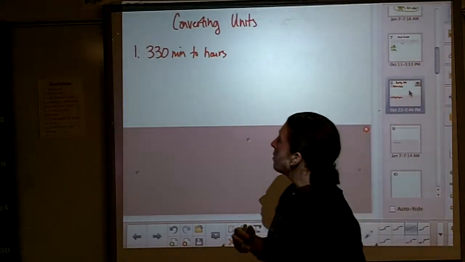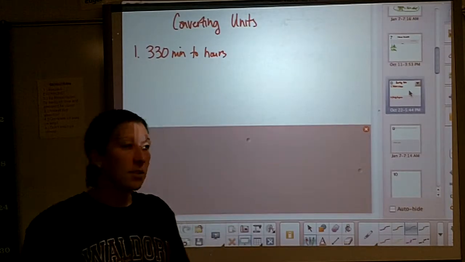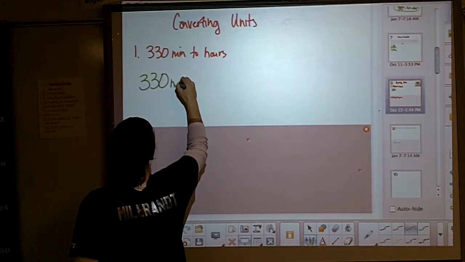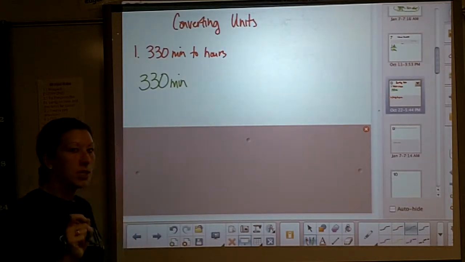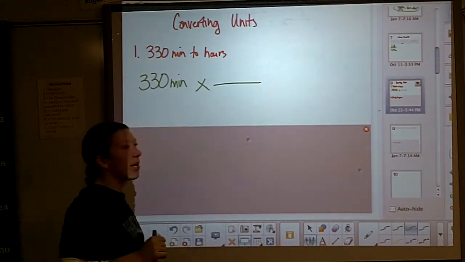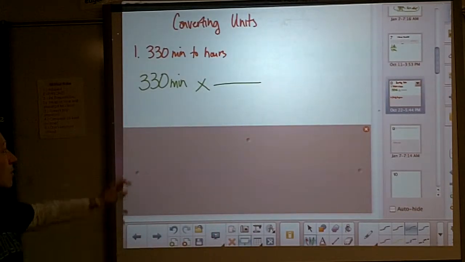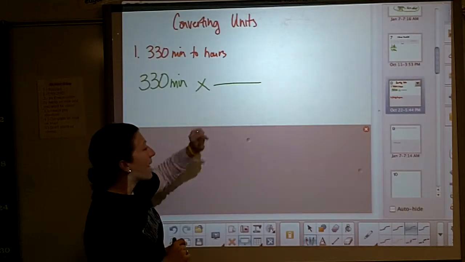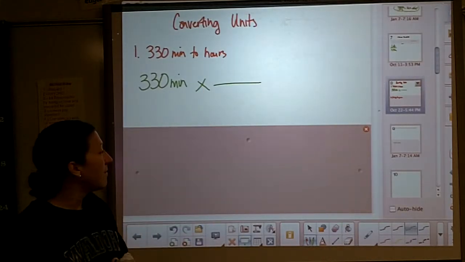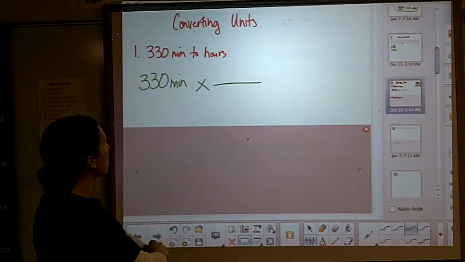The first one, 330 minutes to hours. The first thing you always do is write down your original problem. Make sure you include the unit. Always, always, always include the unit, because that guides you with your conversion factor. This is one of the very few times you can actually use an X for your multiplication. If you'd rather use a dot, I'm fine with that. This is kind of how I do it though.